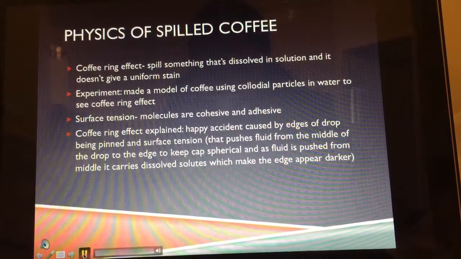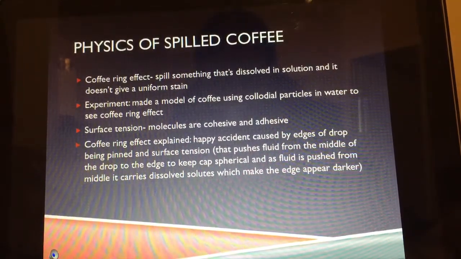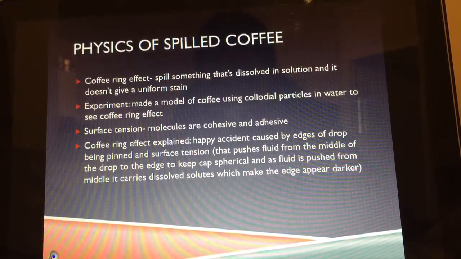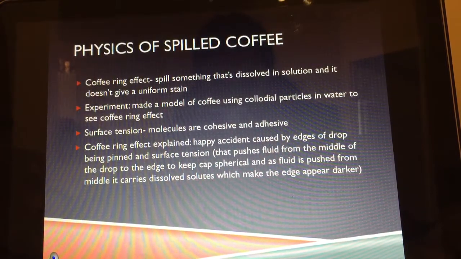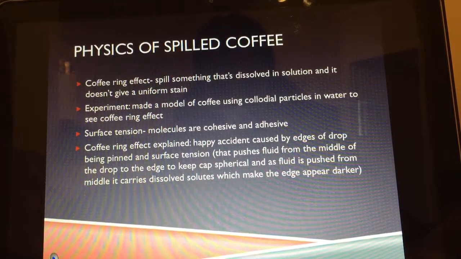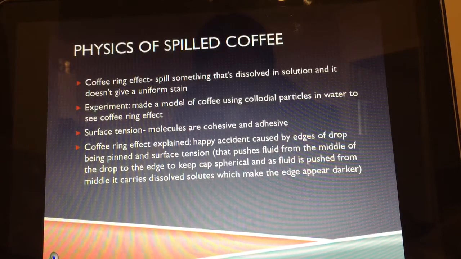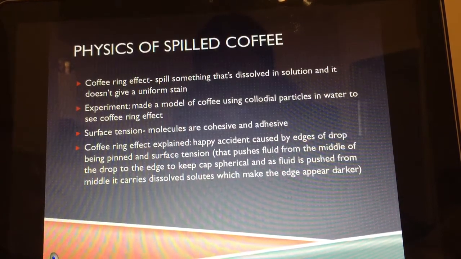This feels like something that's dissolved in solution does not give a uniform stain. There is a darker ring around the edge, and this is called the coffee ring effect. When hot water enters coffee grounds, it extracts oils and small molecules, and these pass through the coffee filter. Oils extracted from the coffee bean are water-soluble, so they do dissolve in a cup of hot water, and this means that coffee is a solution.